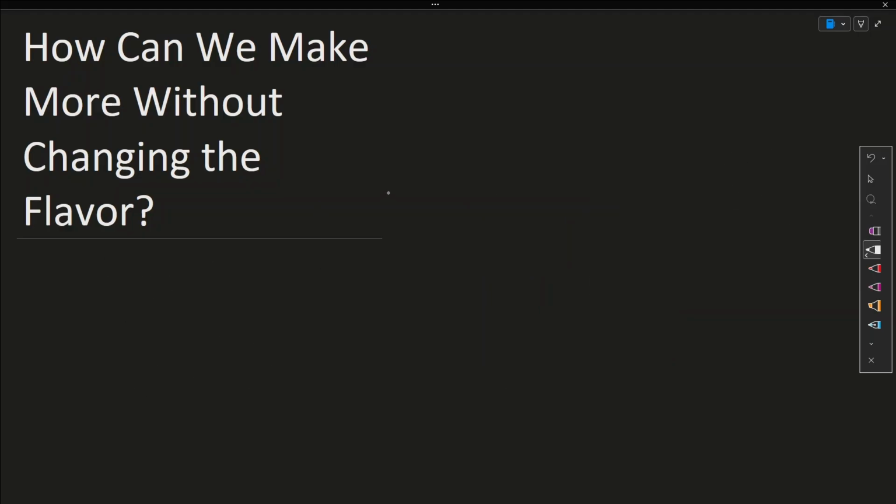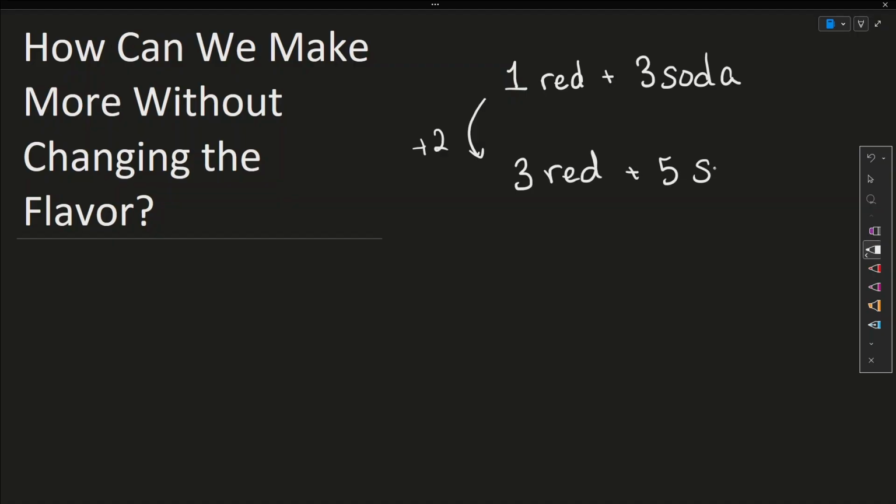Now, let's think about what would not work. Let's suppose again that we start with 1 red punch and 3 lemon lime sodas. And then we add 2 to each. That would give us 3 red punches plus 5 lemon lime sodas. This does not keep the same relationship. You added too much red punch compared to the soda, so the flavor and coloring would change.